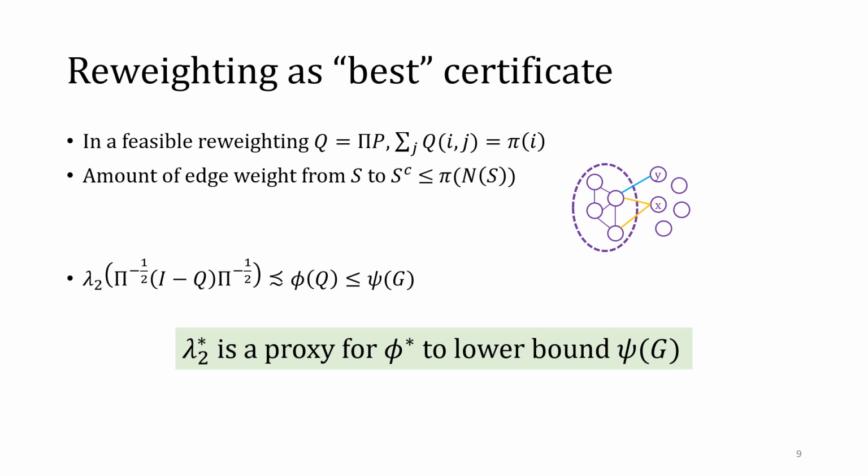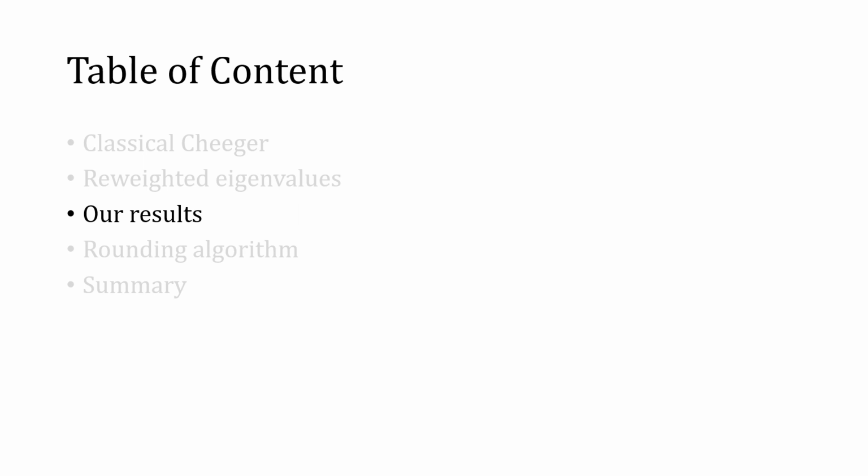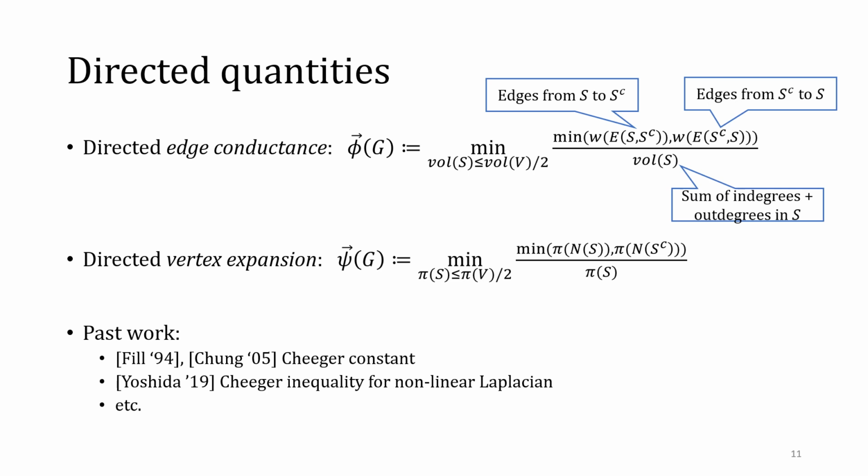Okay, with this in mind, now we're ready to talk about our results. Now we define the directed combinatorial quantities of interest. So the directed edge conductance is the minimum ratio of two things. In the numerator is the edge weight from S to its complement, and the edge weights from the complement back to itself. So we take these two things and take the minimum. Whereas in the denominator, it's just the sum of weighted in degrees and out degrees of S.